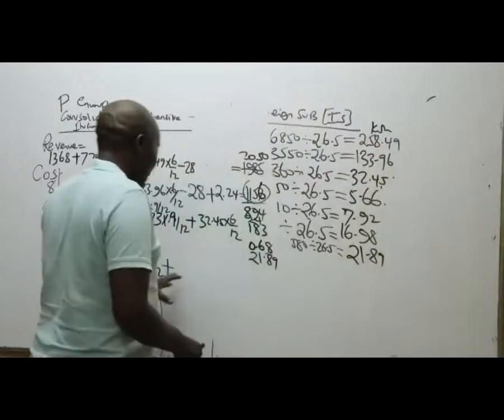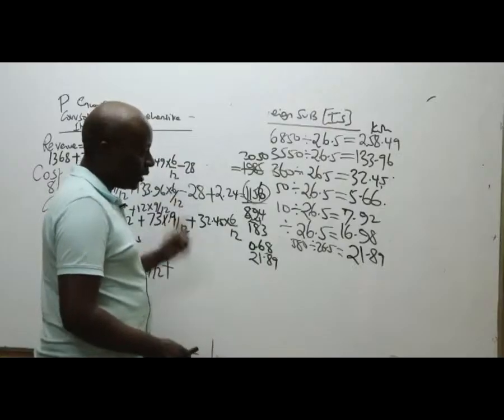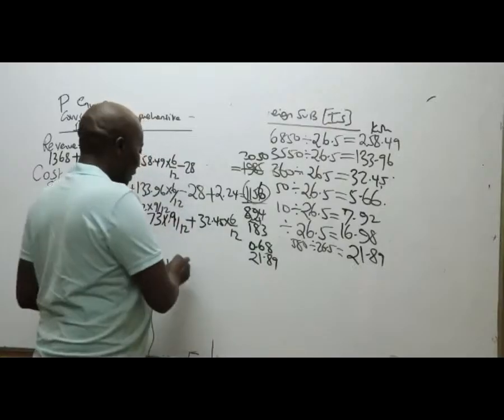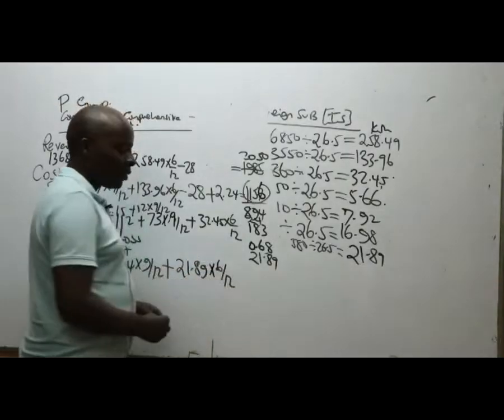Distribution cost of the Uganda. Somebody give me the figure for distribution cost of Uganda. 21.89. Remember, this is supposed to be translated to what here? Somebody? 6 over 12, like that.